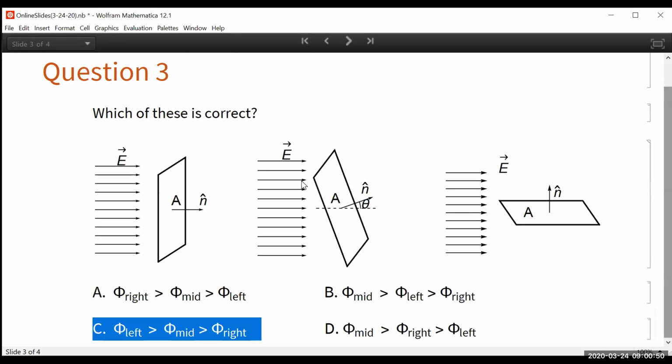Okay, so what is this telling you? You see that with the area, I have also drawn the area normal. So it looks like if the normal to the area is parallel to the electric field, you have the largest flux. If the normal to the area is not parallel to the electric field, you have slightly less flux. And if the normal to the area is perpendicular to the electric field, then the flux is 0.